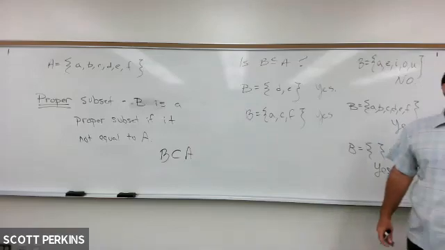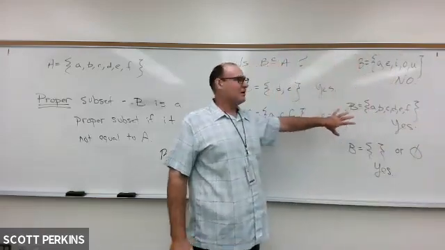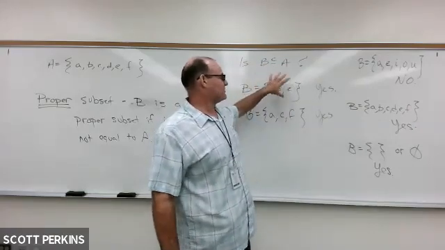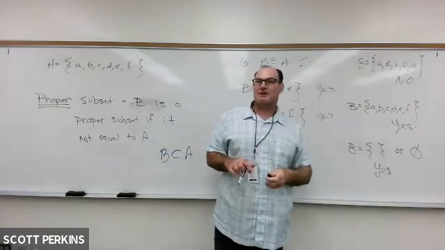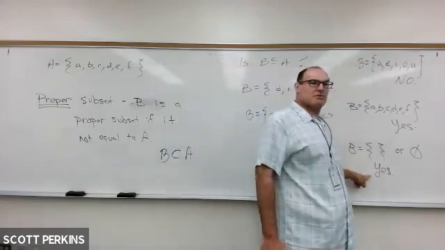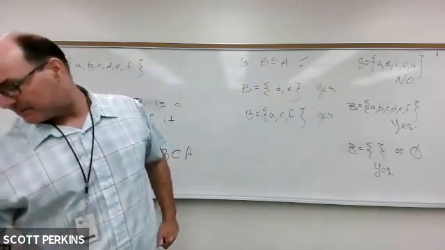So here's what I would like you to do. From the 5 examples we just did, I want you to circle the subsets that are also proper subsets. We did these 5 examples. Hopefully they're in your notes. I want you to circle the ones that are proper subsets.